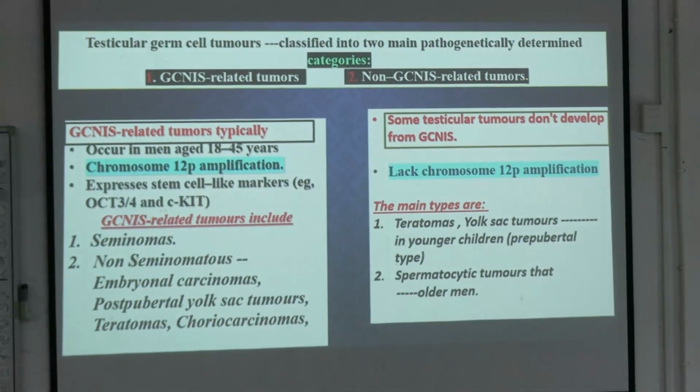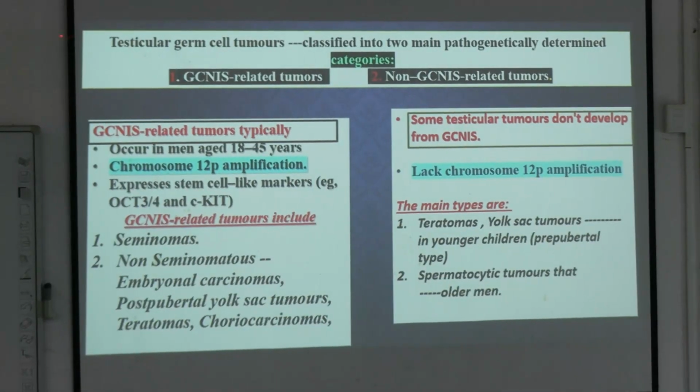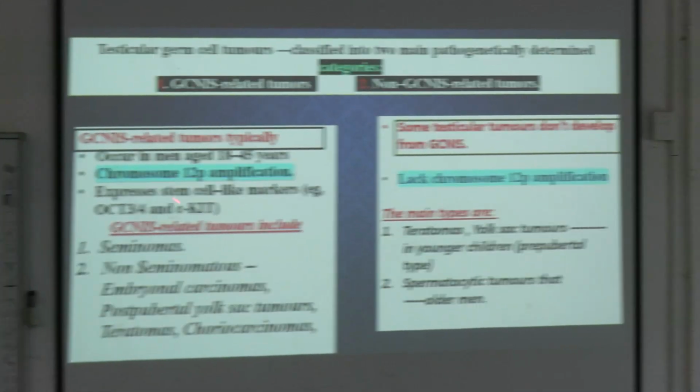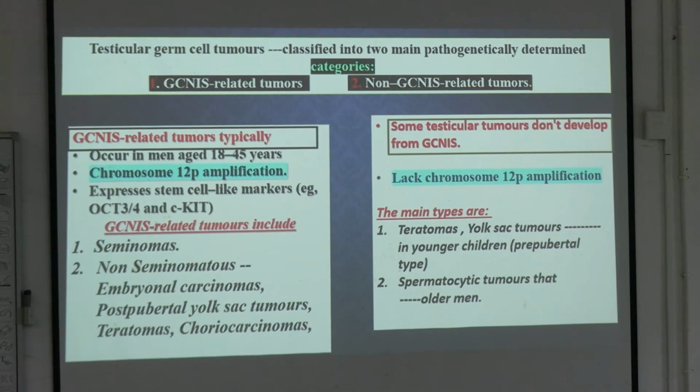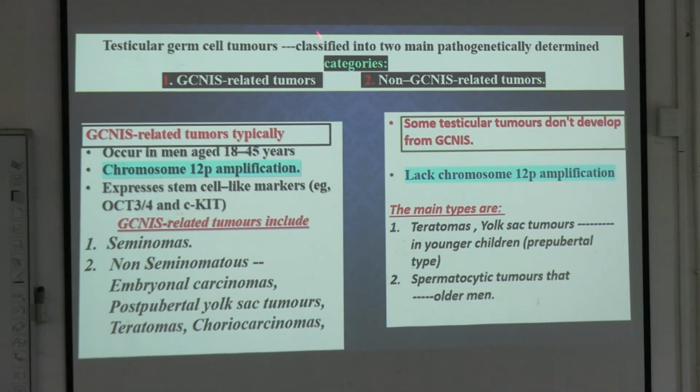Now, another classification, the histological classification, depends upon chromosome 12 amplification, positive or negative, that is associated with germ cell neoplasia in situ and non-germ cell neoplasia in situ.